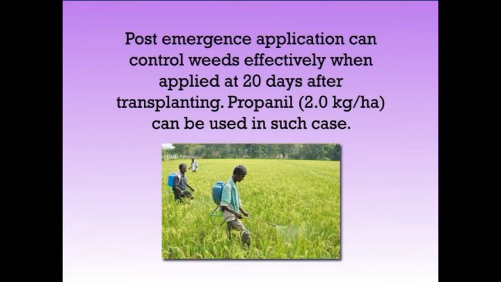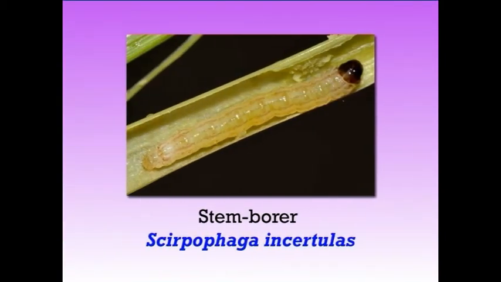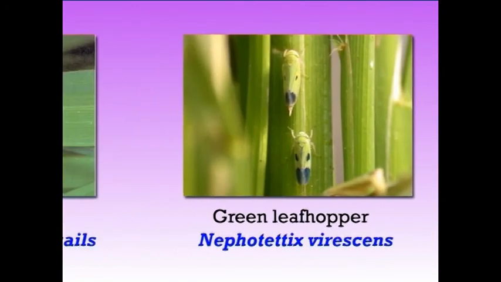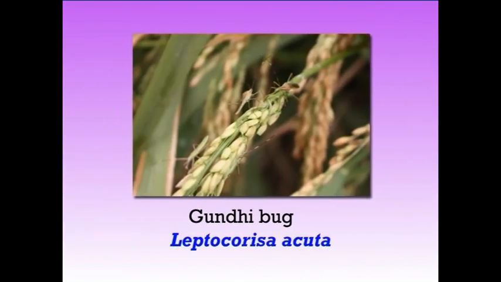Post-emergence application can control weeds effectively when applied at 20 days after transplanting. Propanil at the rate of 2 kg per hectare can be used in such case. Next, we will discuss major insect pests. Rice crop may be attacked by stem borer, gall midge, green leaf hopper, leaf folder, rice hispa, Gandhi bug, etc.